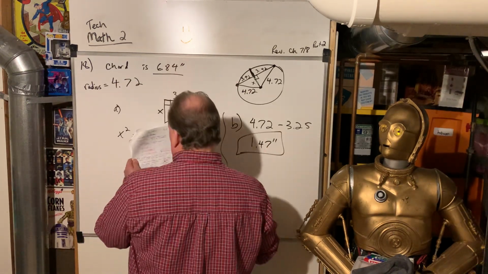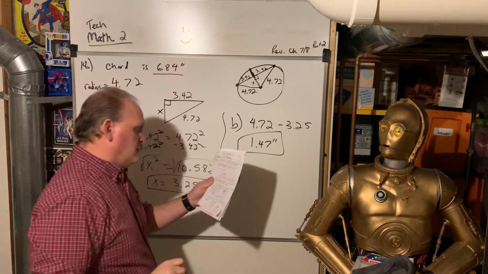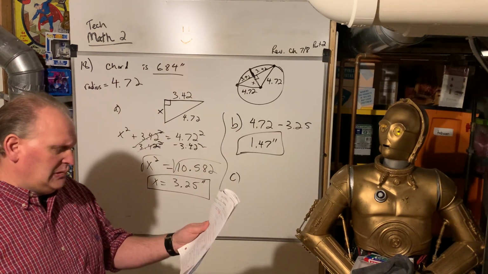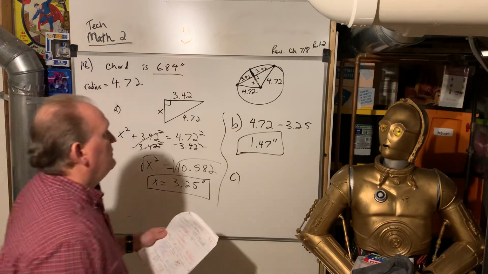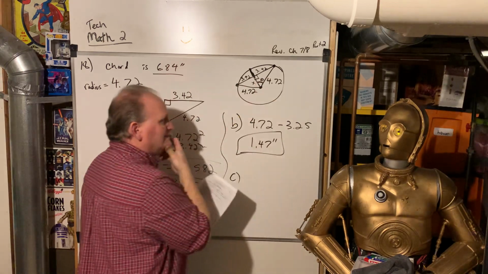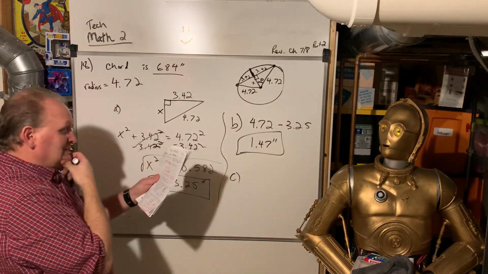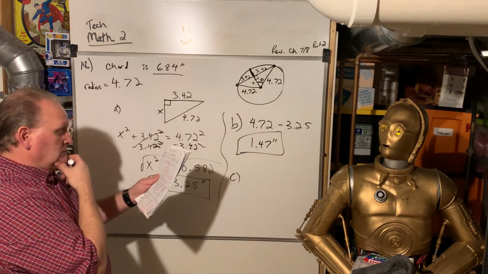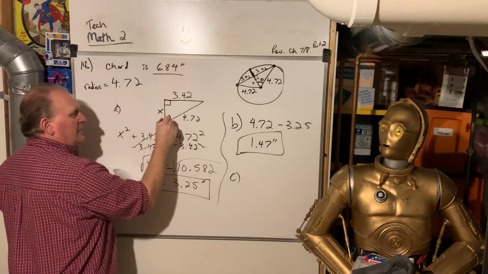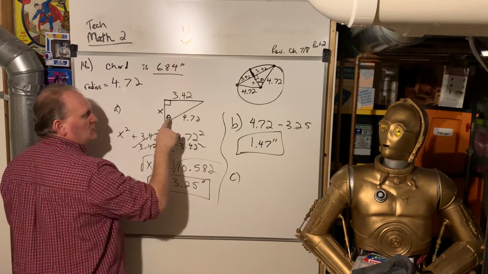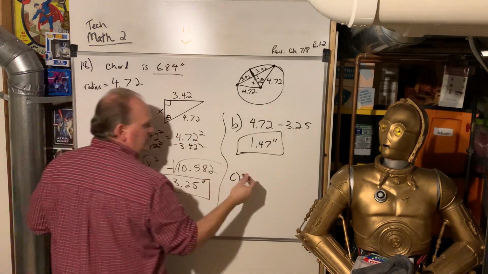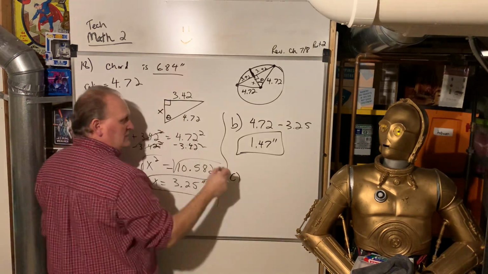And then, oh, there was a part C. They want us to find the angle. They want us to find this angle right here. So okay, let's find that angle. We've got a picture already right here. So here's our angle. Which one uses opposite and hypotenuse? You go back to right triangle trig. There's a right triangle here.